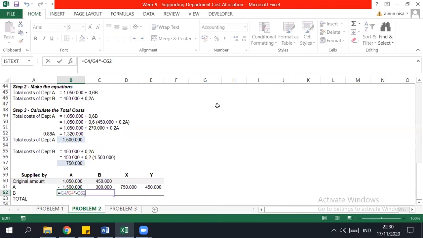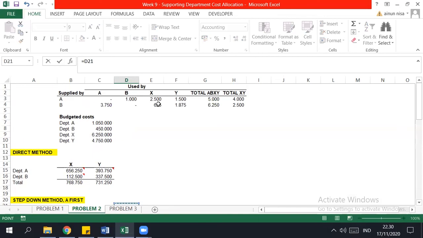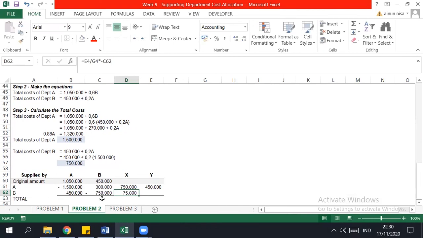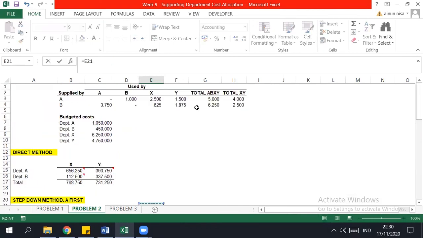Okay, and for department X, it is 625 divided by 6,250, and then times the total cost of department B, or 750,000. And for department Y, it is 1,875 divided by 6,250 times the total cost of department B.